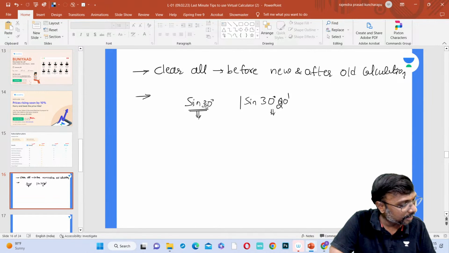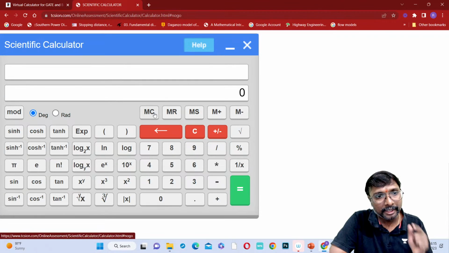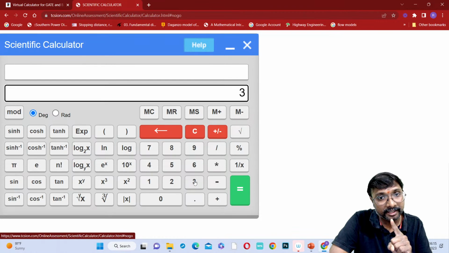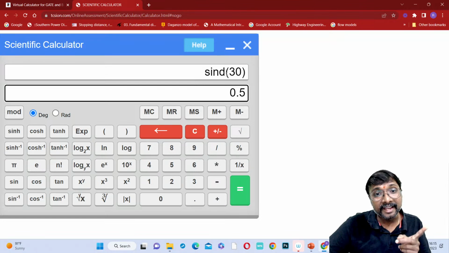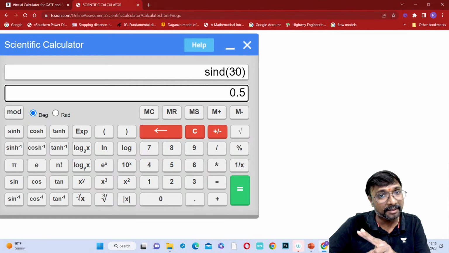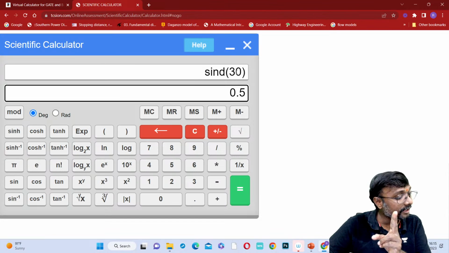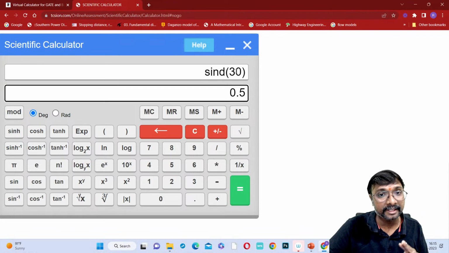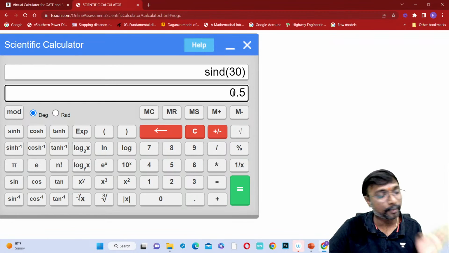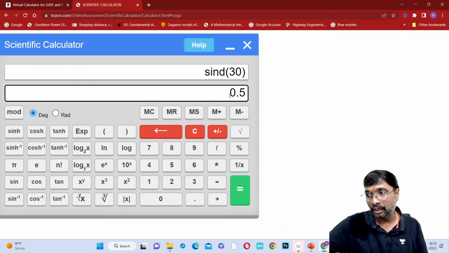Sine 30 degree you wanted to calculate. Observe how I am entering: 30, and here the sine function is there. First I have entered 30, then if I press sine, it becomes sine d 30. So sine d 30 means that the 30 number is in degrees, right? 0.5 you are observing.